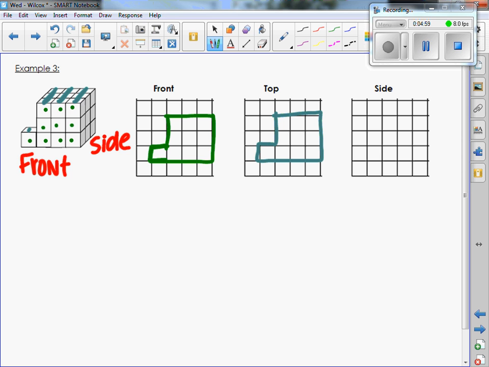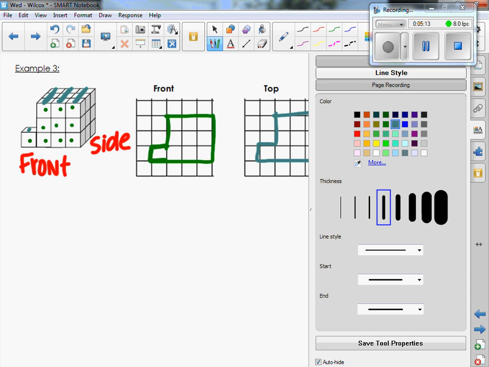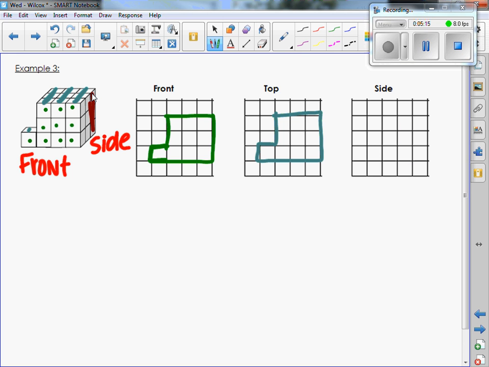On this particular 3D model, and this does not happen very often, two of my views are actually the exact same. If you look at your front and top drawing, they are the exact same. And then the last one, the side view, looking at it from the side, 1, 2, 3, 1, 2, 3, 1, 2, 3. So 3 columns of 3. From the side, you're only seeing those 9 cubes. You're not seeing that single one. It's behind there, so you would not be able to see it at this point.